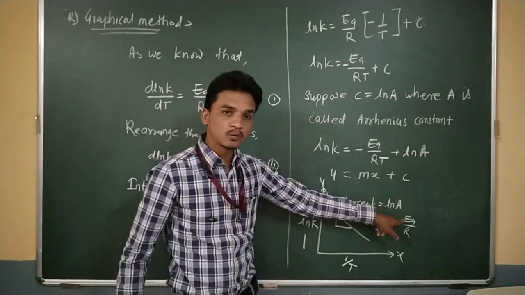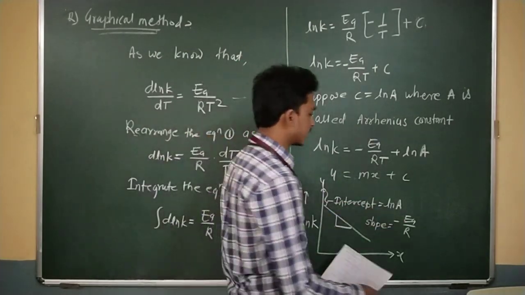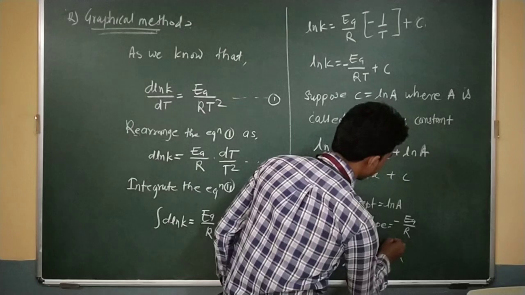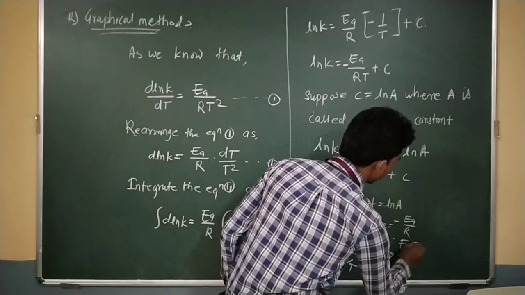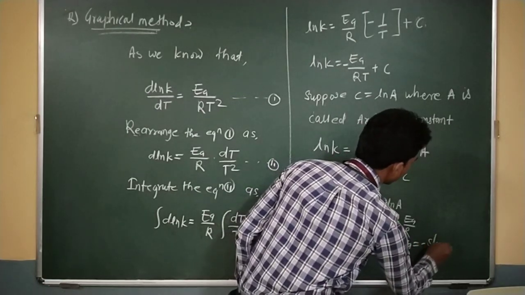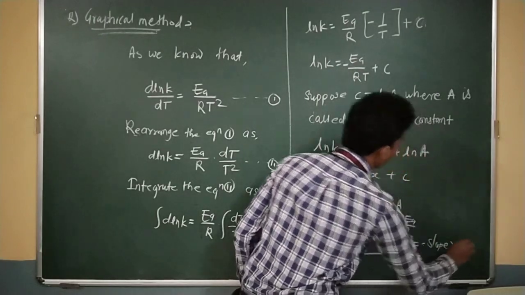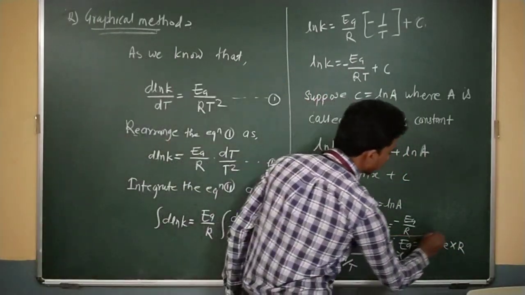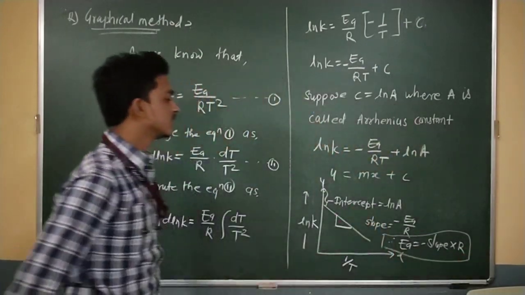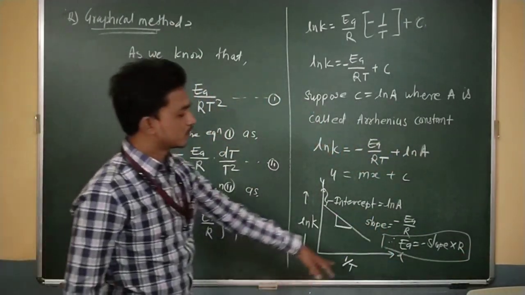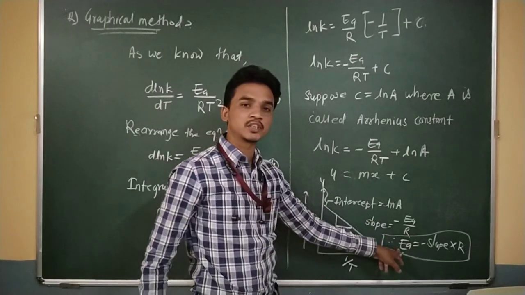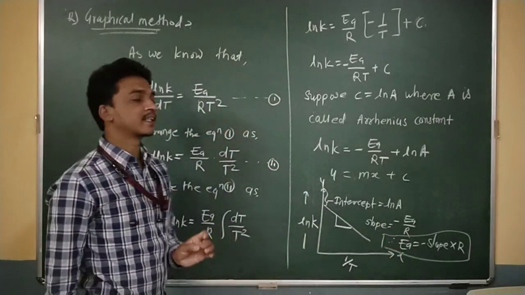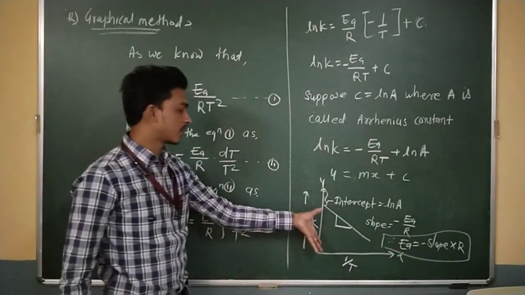So I wanted to calculate the activation energy. So I can calculate like that. Therefore, EA is equal to minus slope into R. So by this graphical method, I can calculate the activation energy of any reactant molecules.